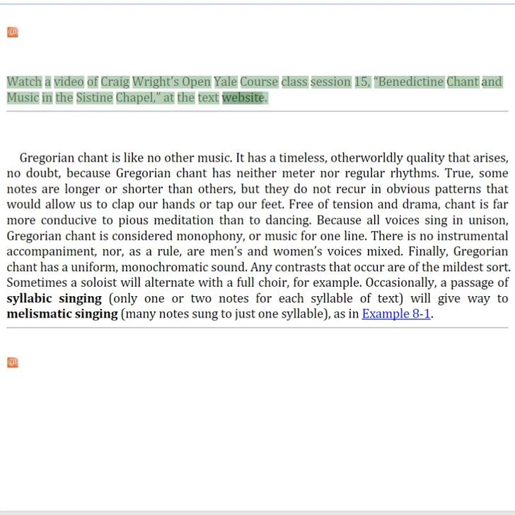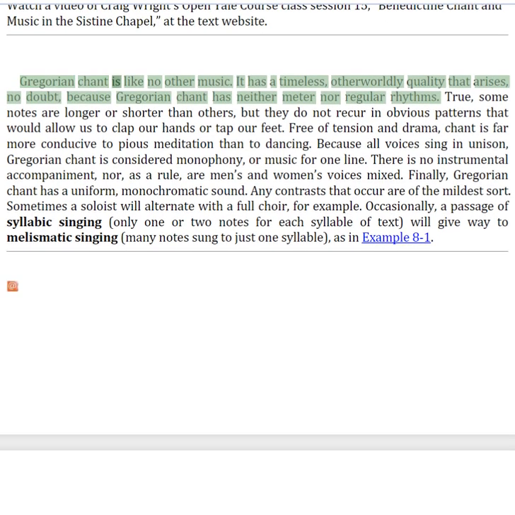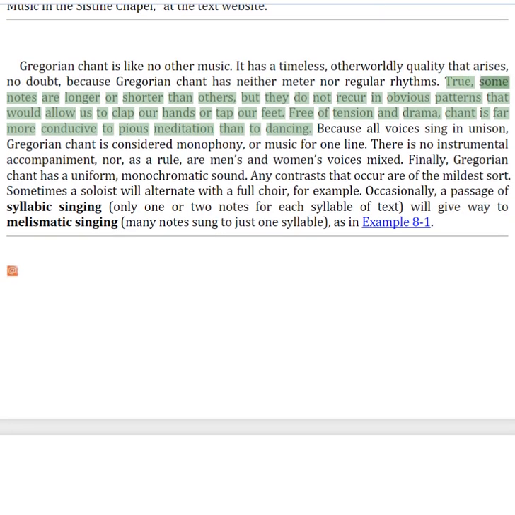Gregorian chant is like no other music. It has a timeless, otherworldly quality that arises, no doubt, because Gregorian chant has neither meter nor regular rhythms. True, some notes are longer or shorter than others, but they do not recur in obvious patterns that would allow us to clap our hands or tap our feet.